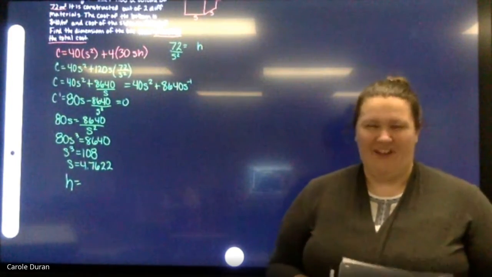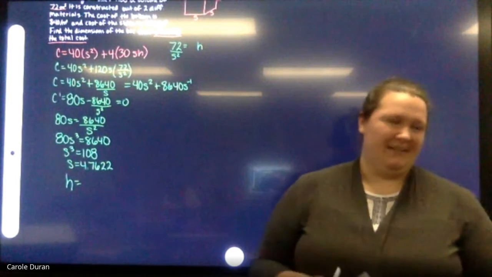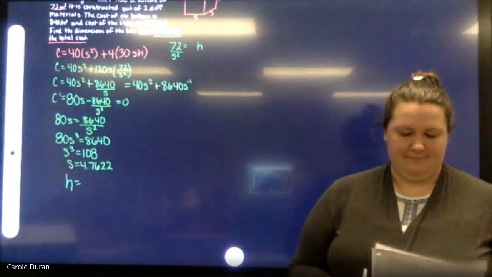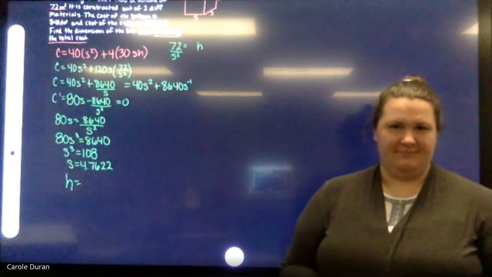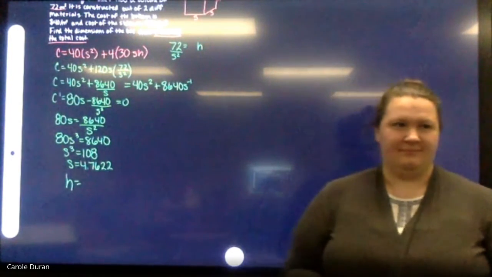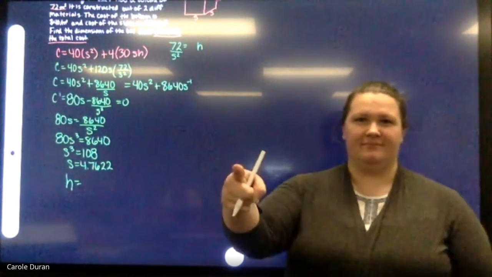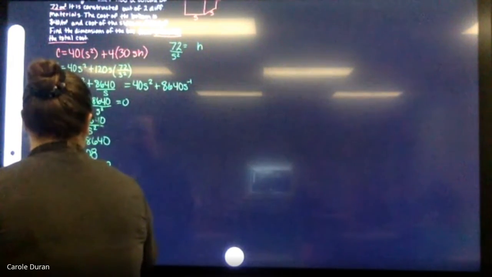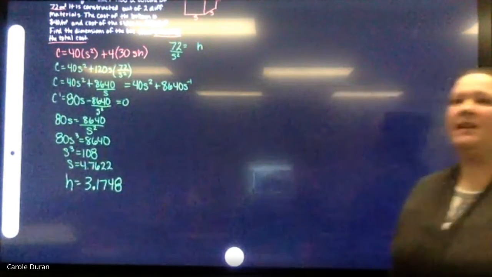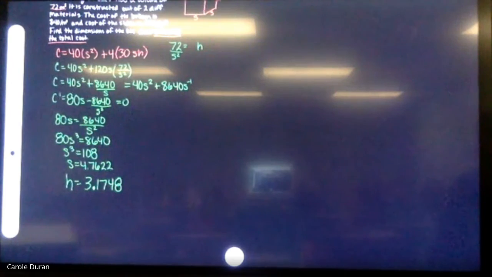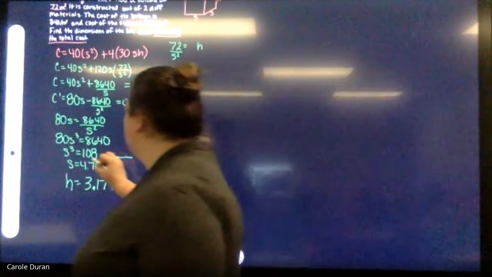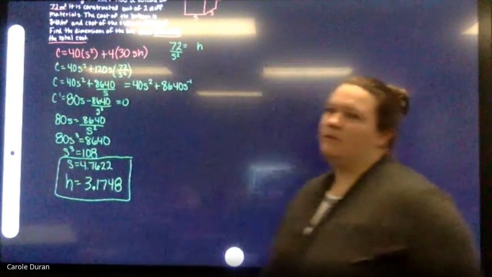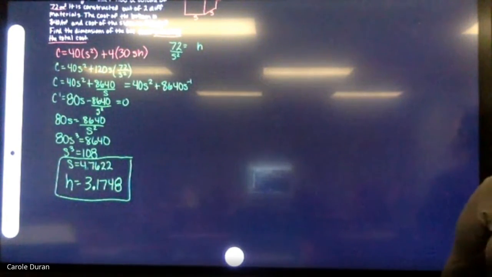I forgot the square. So 3.1748 and 4.7622. Those are my dimensions, which would minimize the cost for a box with a volume of 72.